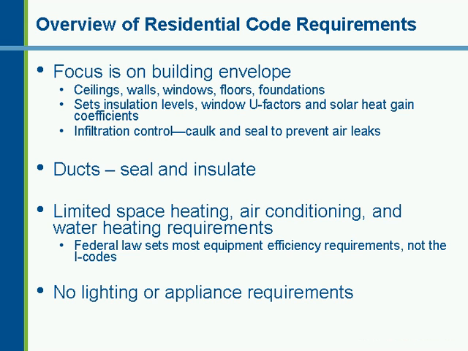There's a lot of reference for your ducts over to the IRC as far as duct construction and so forth. And now the requirements are limited for space heating, air conditioning, and water heating. Very limited, a lot of mandatory requirements, because the efficiencies are referenced right over to federal law, which sets most of the equipment efficiency requirements. They are not in the I-codes in the 2006. And as far as lighting and appliances, those are not part of the IECC residential code requirements.